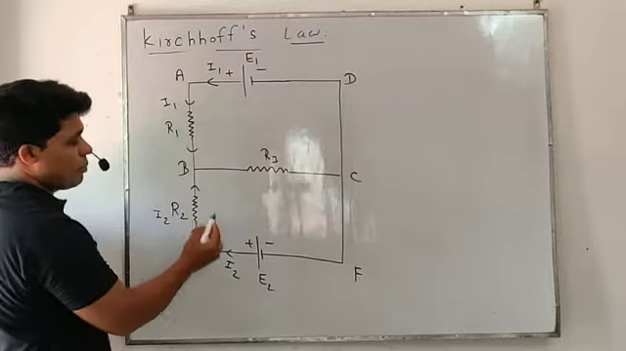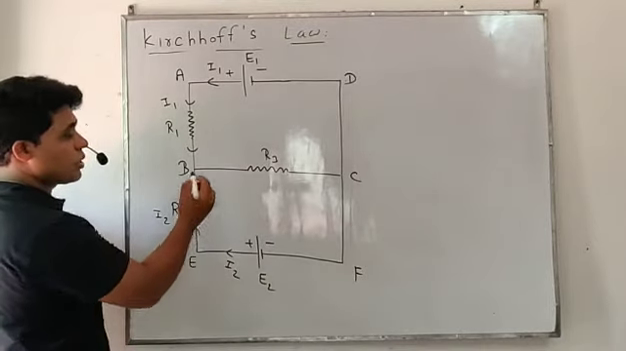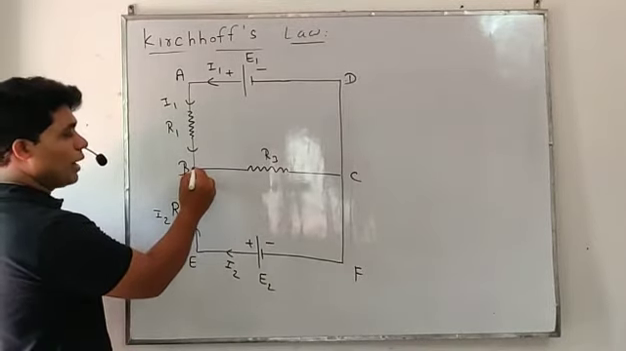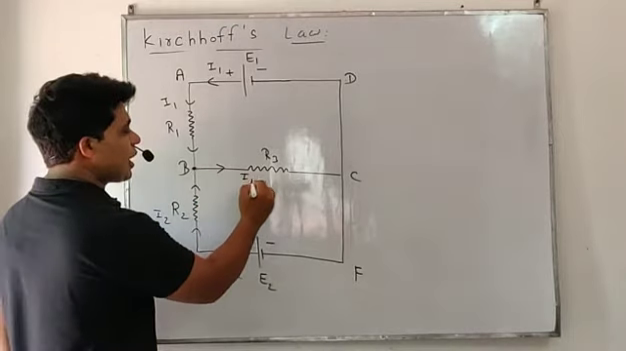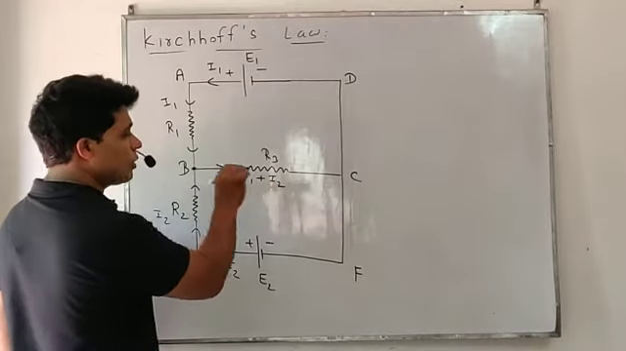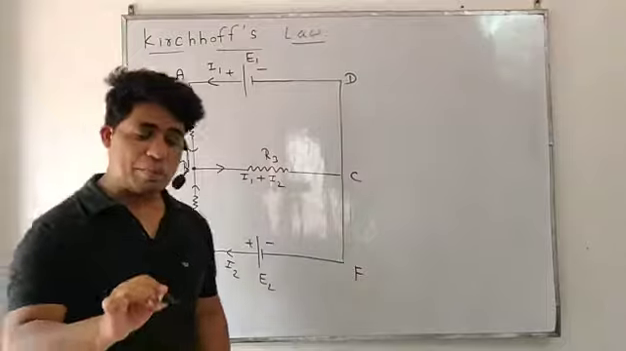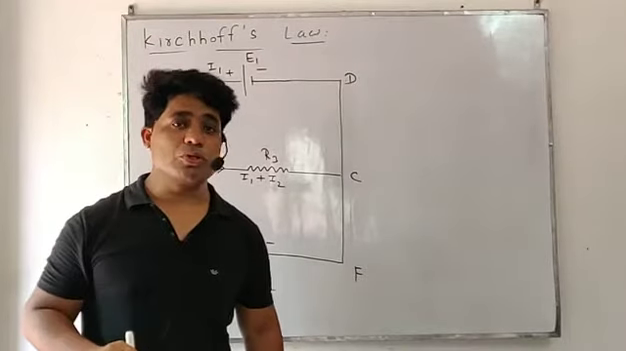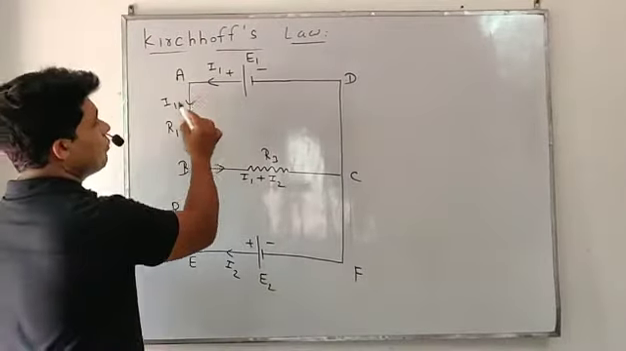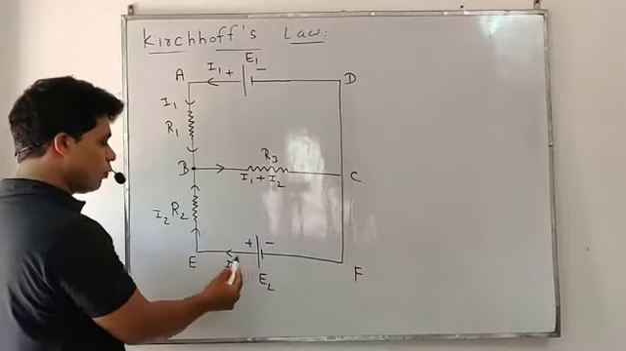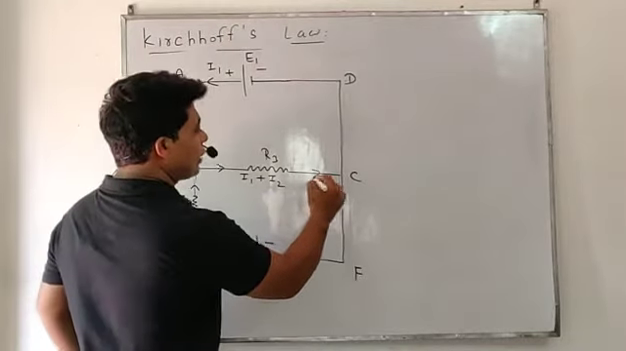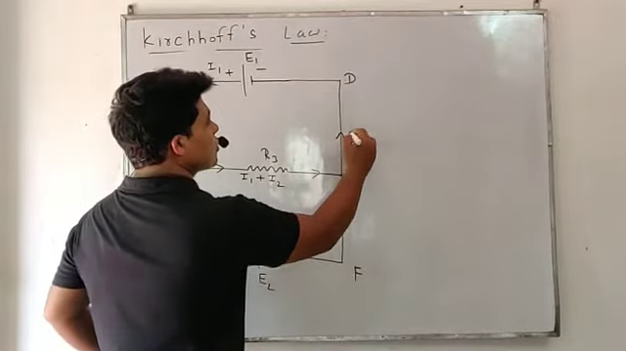From upwards I1 is coming, and from downwards I2 is coming. Both will add at this junction and enter as I1 plus I2 in this wire. Current always completes its circuit from positive terminal to negative. So I1 will complete its circuit like this and I2 like this. At this point it will again divide in two parts.